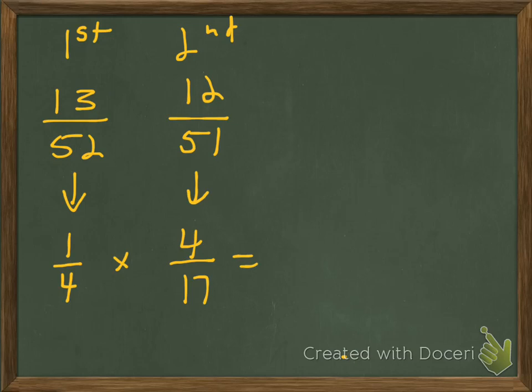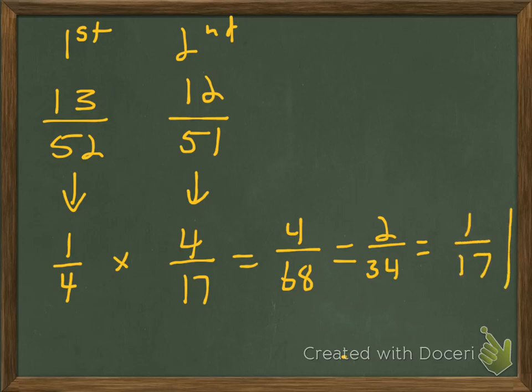Now we can go ahead and multiply across. You get 4 over, what's 17 times 4? 68. Alright. This can be reduced. We'll go by 2. That gives me 2 over 34. Again, can be reduced by 2, which gives me 1 over 17. There you go. Any questions?